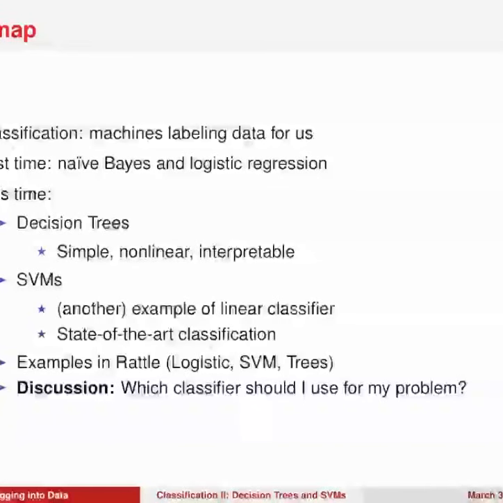Decision trees are fairly intuitive. They're simple techniques that give you classifiers that are actually fairly easy to understand. Support vector machines are another example of a linear classifier. I'll talk about what a linear classifier is because it's very important for understanding support vector machines. And we'll see how support vector machines, which are defined using geometric interpretations, can give you state-of-the-art classification.